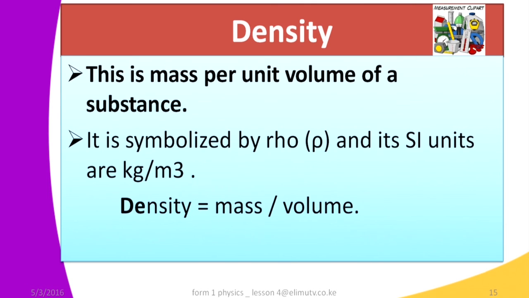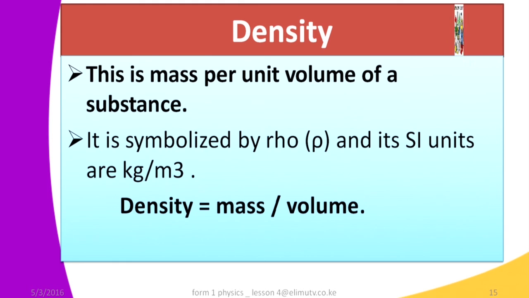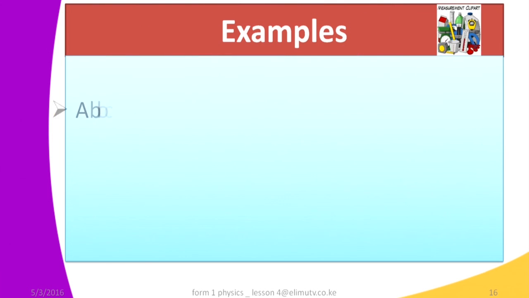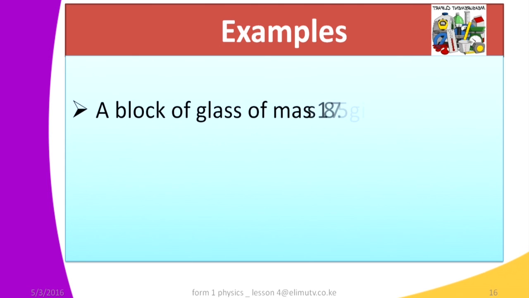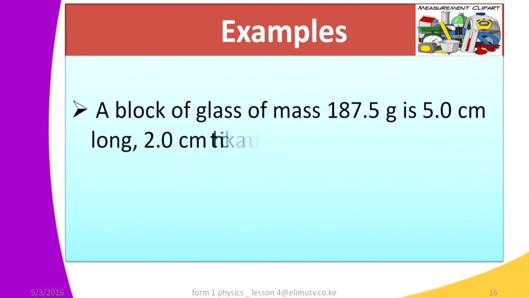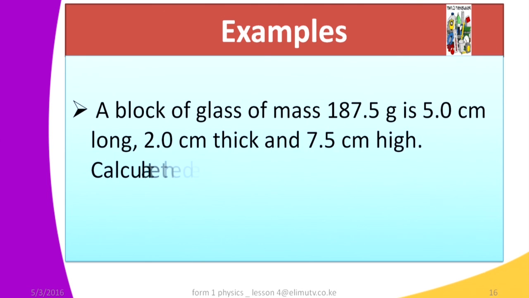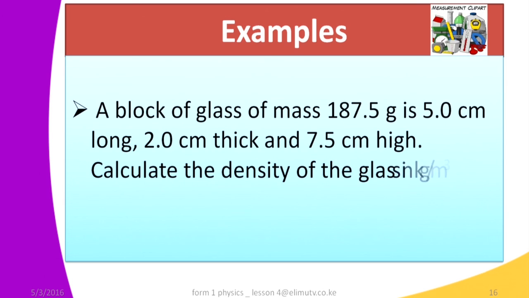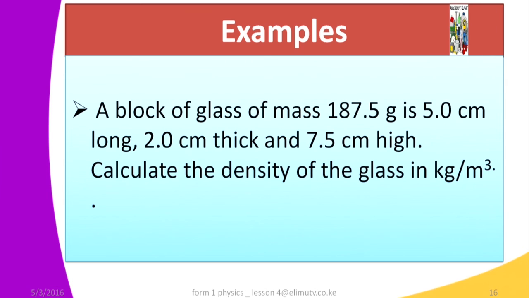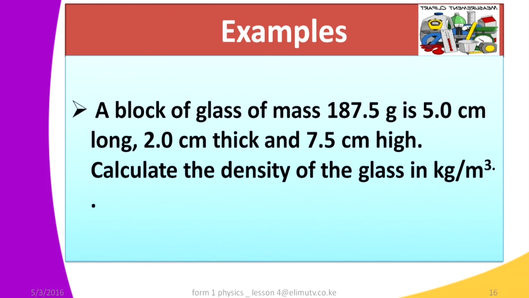So having said that, let's look at an example that we can use to help us understand what density is. We have this problem here that we need to solve. A block of glass of mass 187.5 grams is 5.0 centimeters long, 2.0 centimeters thick, and 7.5 centimeters high. Calculate the density of the glass in kilograms per meters cubed. The question is very clear here. You have to calculate the density of the block in kilograms per meters cubed because these are the SI units of density. How do we proceed?